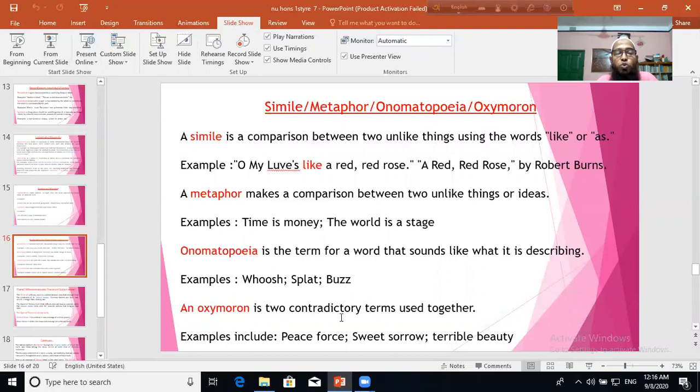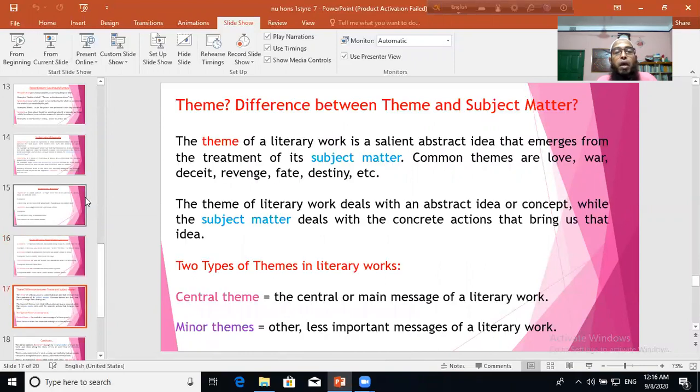An oxymoron is two contradictory terms used together. So oxymoron means two contradictory words: peace, force; sweet, sorrow; terrible, beauty. These are the two contradictory words placed together. That is oxymoron.